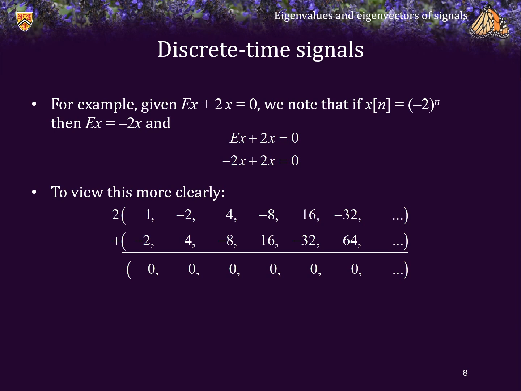Oh, wait a second. Twice 1 minus 2 is 0. Twice negative 2 plus 4 is equal to 0. Twice 4 plus negative 8 is equal to 0, and so on and so forth. So you can see that twice the first signal plus the advance operator applied to that first signal is indeed equal to the 0 signal.